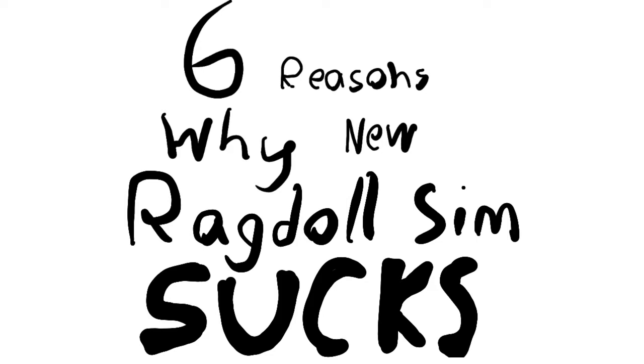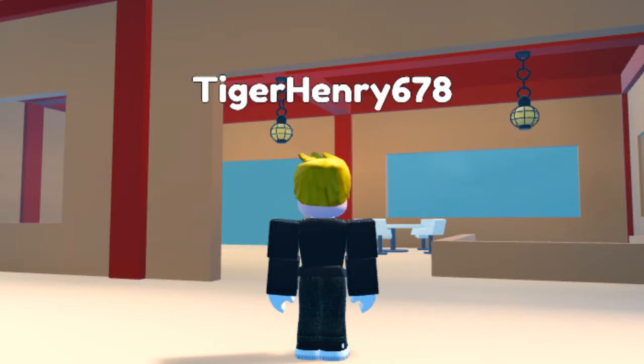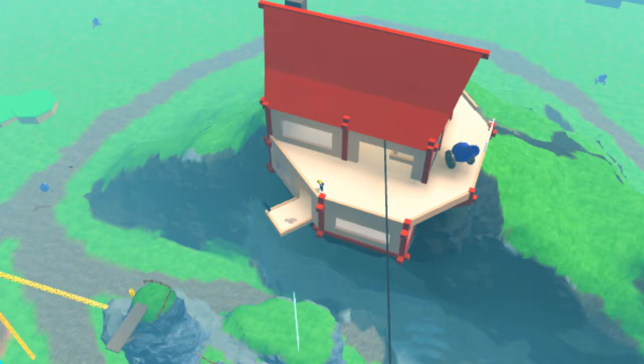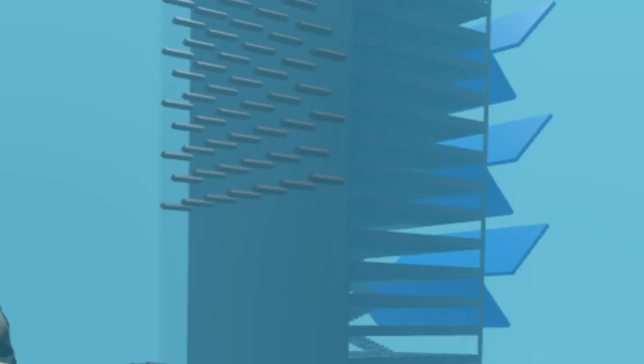6 reasons why new Ragdoll Sim sucks. Number 6. Every single texture is plastic. Number 5. They extended the world for no apparent reason. Number 4. They got rid of the colorful tower in the fair and replaced it with an ugly gray one.